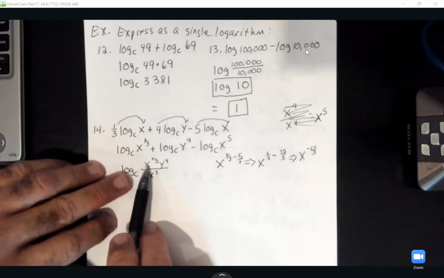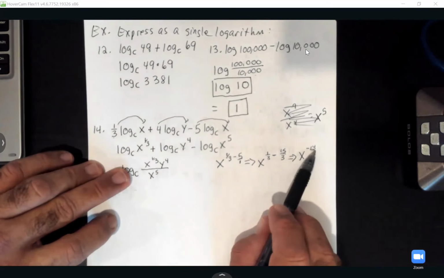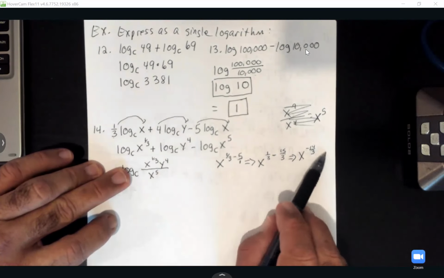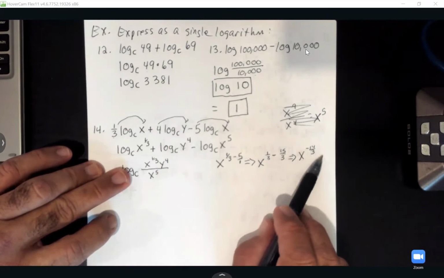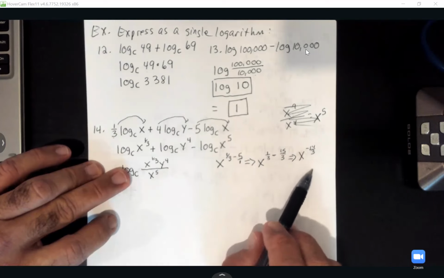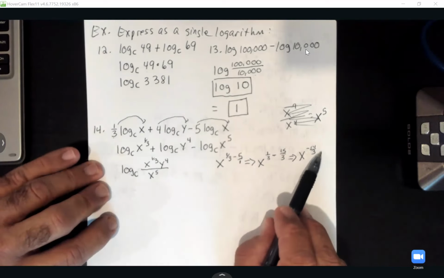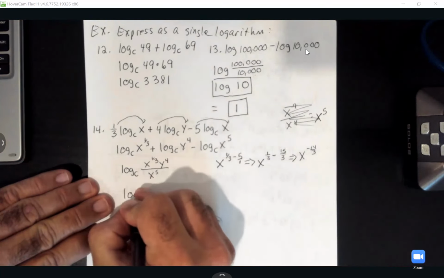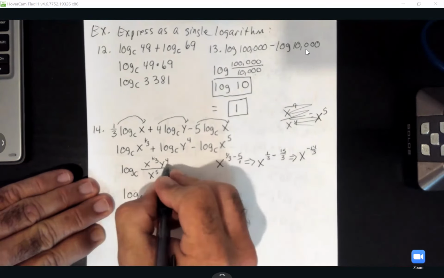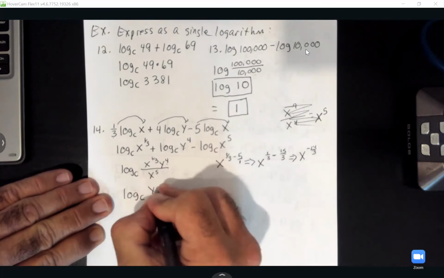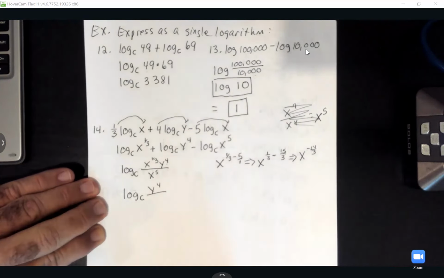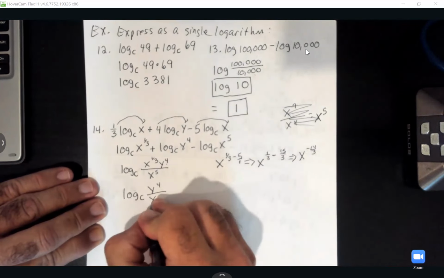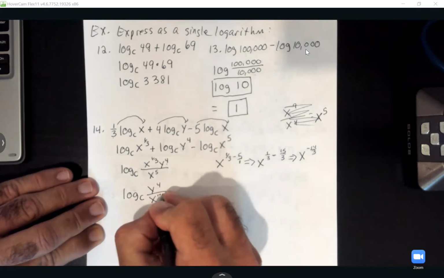So y'all, if that X was on top with a negative 14/3 exponent, we can't keep that exponent negative. So that X would have to move to the bottom and make the exponent positive. So we're going to have our log C. Only thing on top will be the Y to the 4th. On bottom will now be the X to the 14/3.